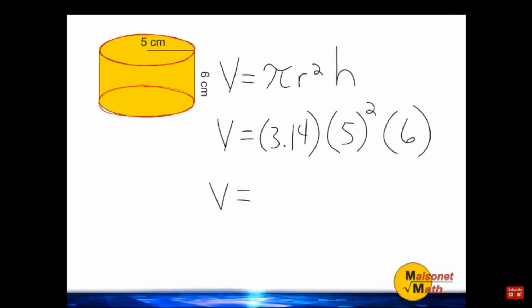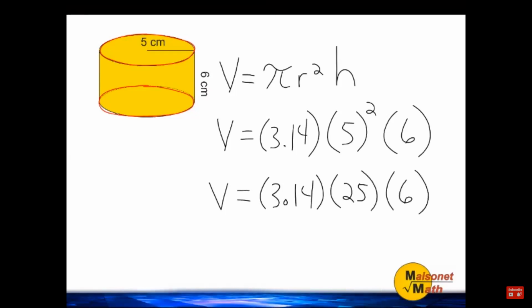Next, we are going to take our radius and raise that to the second power. And 5 to the second power is 25. You must remember to perform any exponents before doing any multiplication, according to the order of operations. Now we have three terms which must be multiplied. 6 times 25 is something that we can do mentally, so I'm going to do those two terms first.